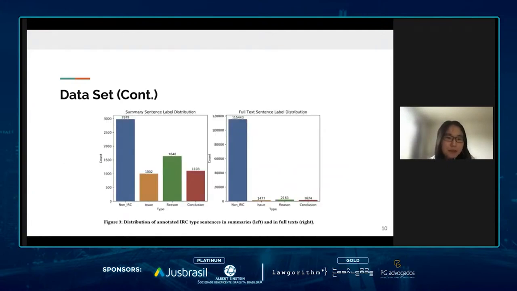This figure shows the distribution of annotated IRC type sentences in both the summaries and the full text. As you can see, the non-IRC type sentences are the majority in our annotated data set, which makes our data set imbalanced.